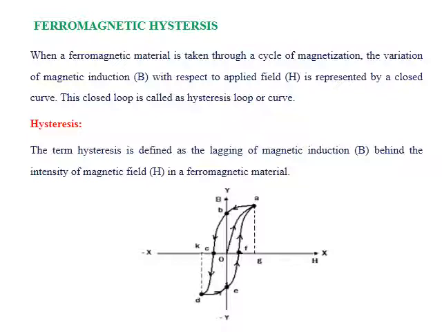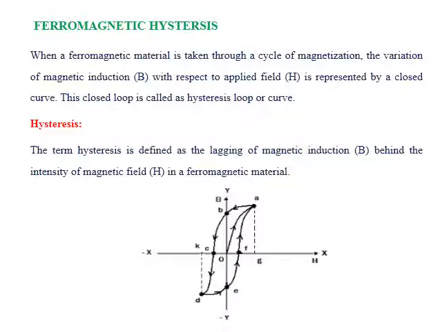Hysteresis is defined as the lagging of magnetic induction behind the intensity of magnetic field in a ferromagnetic material. The diagram represented here is a typical example of a hysteresis curve. A hysteresis curve represents the cycle of magnetization and demagnetization process of a magnetic material. This hysteresis curve can be obtained by plotting the values of magnetic induction B with respect to the applied magnetic field in a ferromagnetic material.